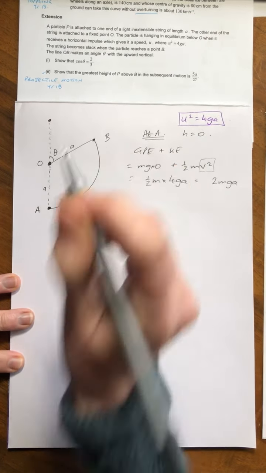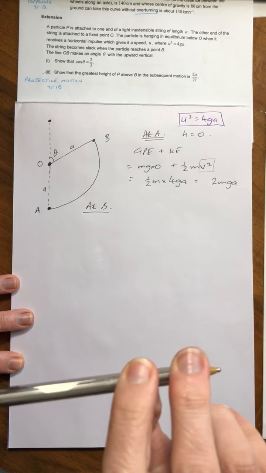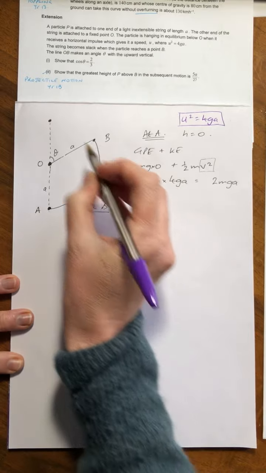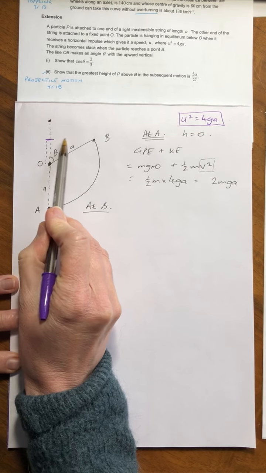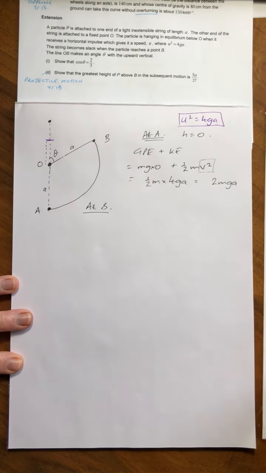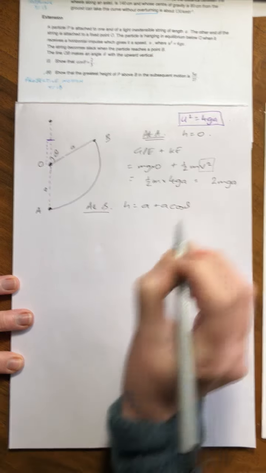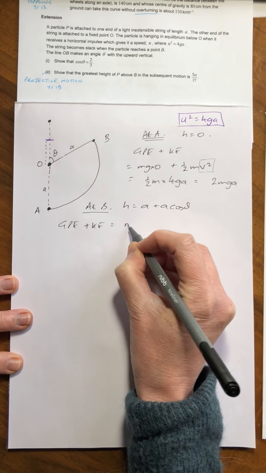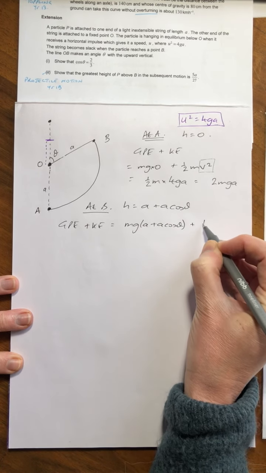At B, which is up here, we have a height of A plus that bit there. If you consider this triangle here, that length there is going to be the cosine component. So the height at B is going to be A plus A cos theta. So my total energy is going to be mg(A plus A cos theta) plus a half mv squared.